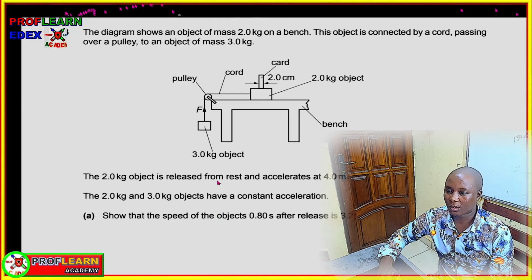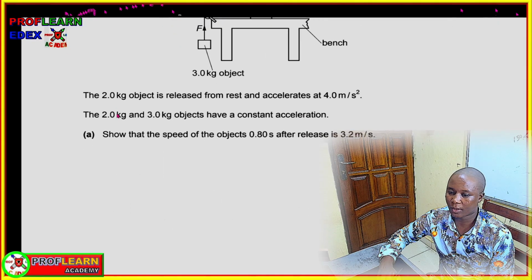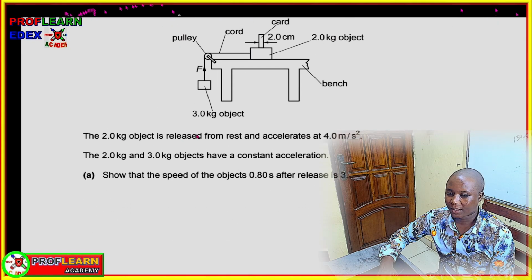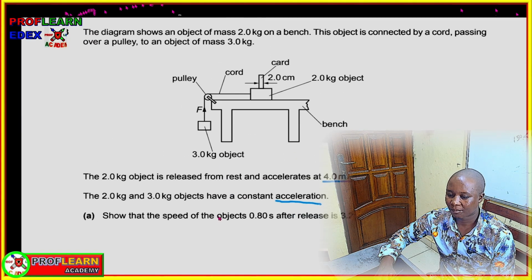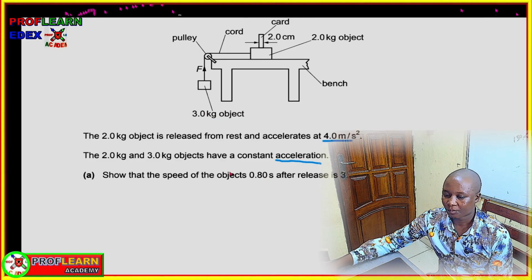The diagram shows an object of mass 2.0 kg on a bench, which is connected to a cord over a pulley. The 2.0 kg object is released from rest and accelerates at this rate. The 2.0 kg and 3.0 kg objects have constant acceleration. Show that the speed of the object is 0.8 after release. 0.8 seconds after release is this.